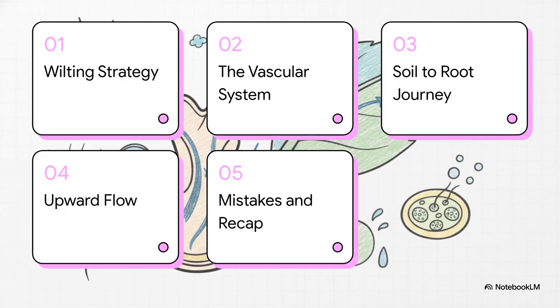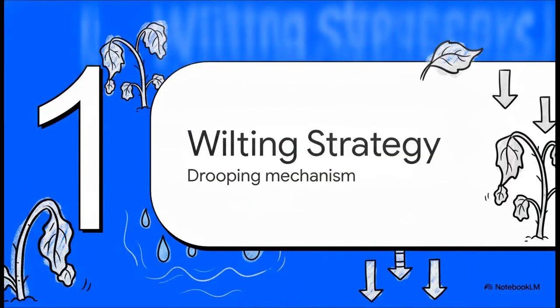Okay, so here is our game plan. We'll start with wilting as a survival strategy, then break down the vascular system and trace the journey from the soil straight to the root. After that, we'll hit transpiration and upward flow and wrap it all up with a quick recap of common exam mistakes. First up, Section 1, Wilting, a survival strategy.